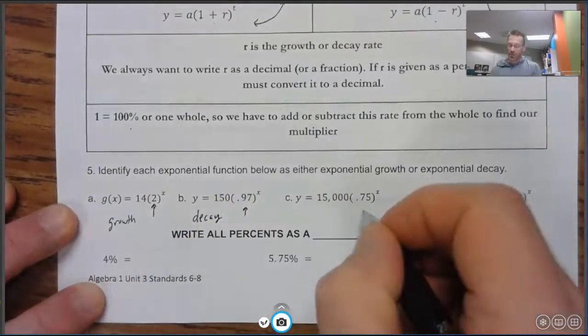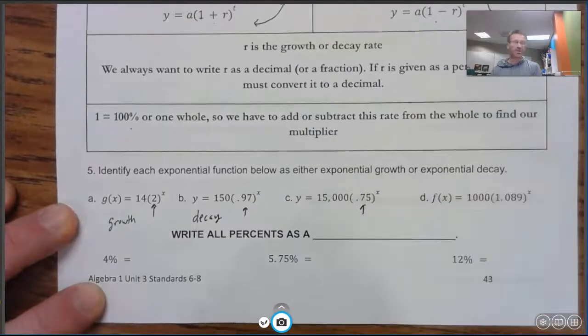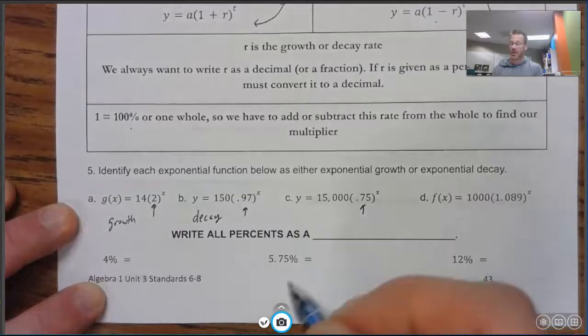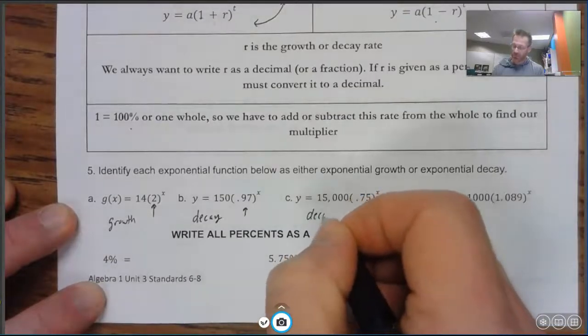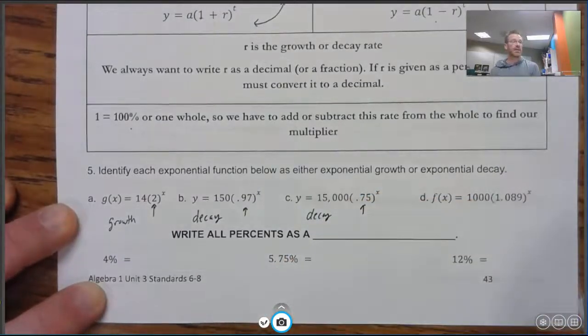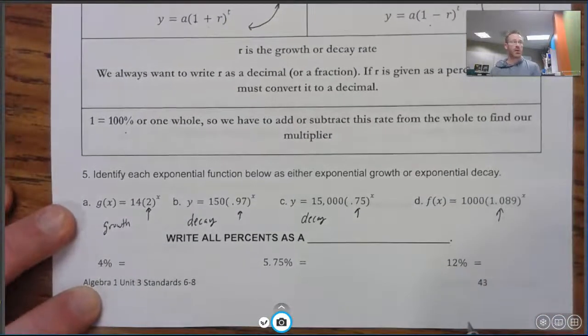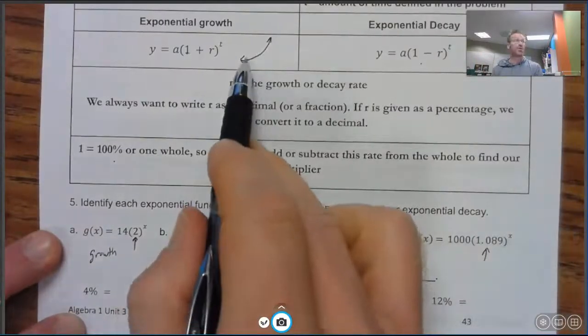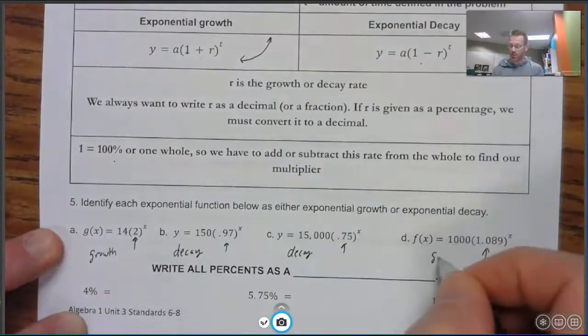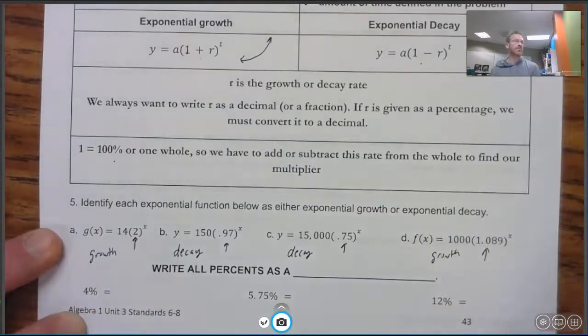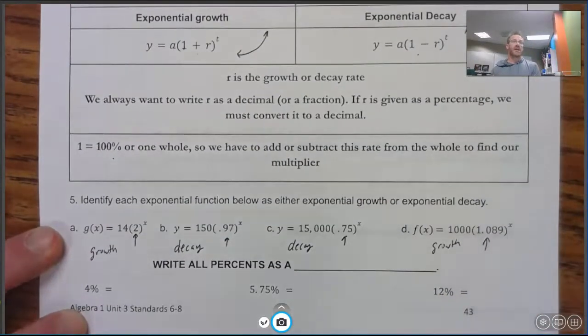Then we look at 0.75. Just like what we just did, that is going to be a decay problem. It's less than 1. And then we look at the last problem, 1.089. Now that's bigger than 1. We don't care how much bigger than 1. As long as it's bigger than 1, it's going to go uphill. It's going to grow.